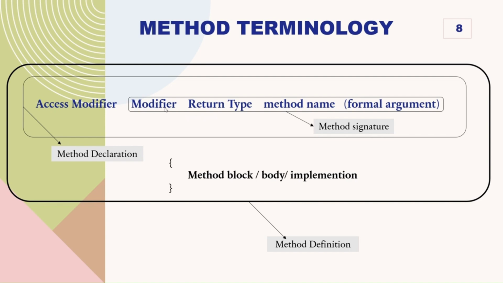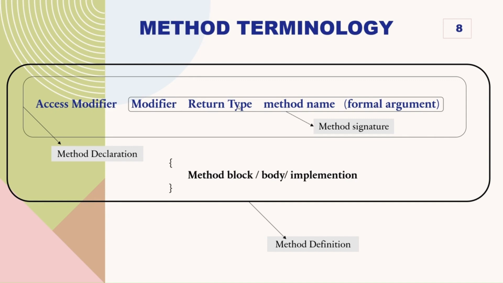Suppose you have a modifier, return type, method name, and formal argument, that is considered a method signature. It means what type of modifier you give there. If you write static, it is considered a static type of method. If you write default, it is considered a default or non-static method. If you write private here, it is considered a private method. We cannot inherit it outside the class.